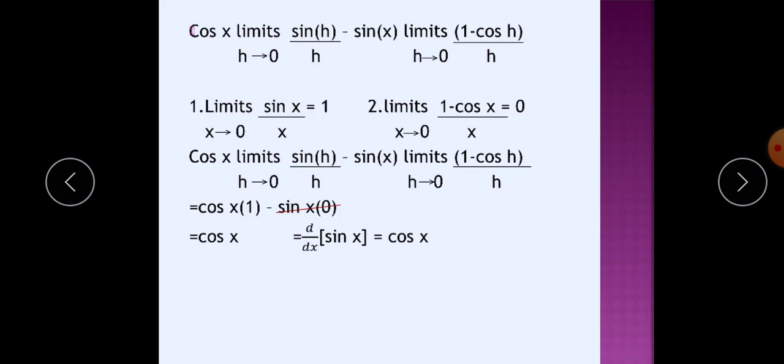Cos x times the limit as h approaches 0 of sin h over h, minus sin x times the limit of 1 minus cos h over h. The value of the first is 1, so we have cos x. The value of the second is 0, so sin x times 0 is equal to 0, and it cancels. So we proved that the derivative of sin x is equal to cos x.